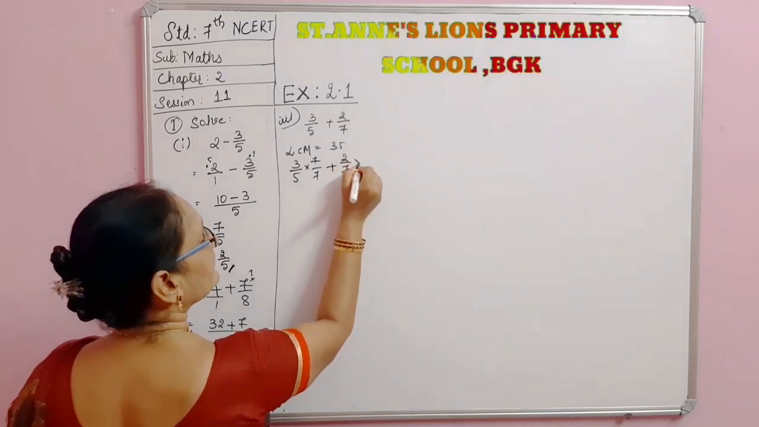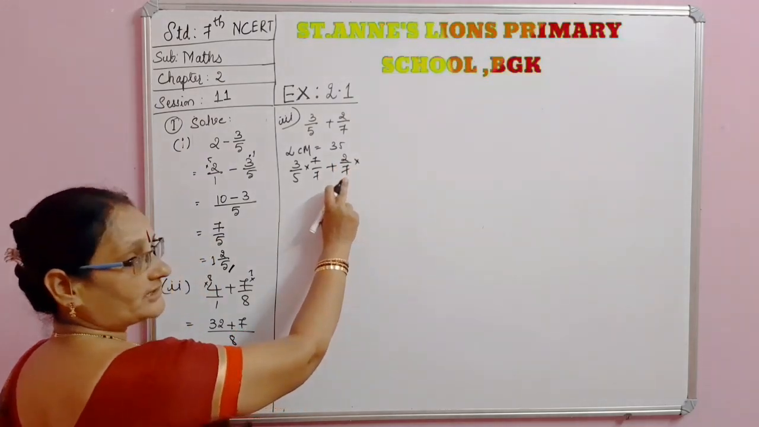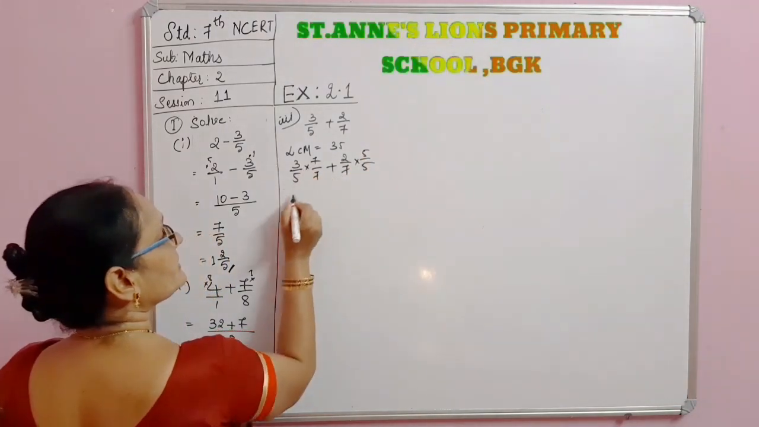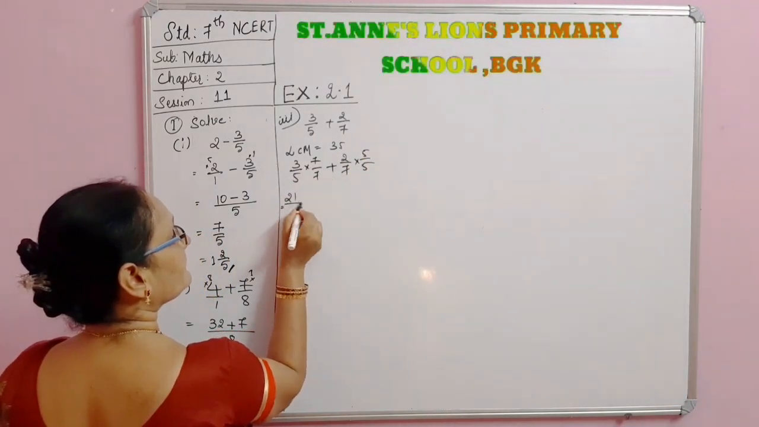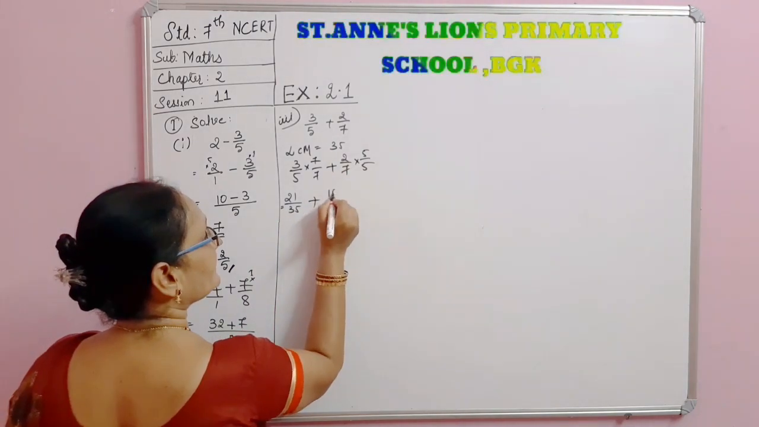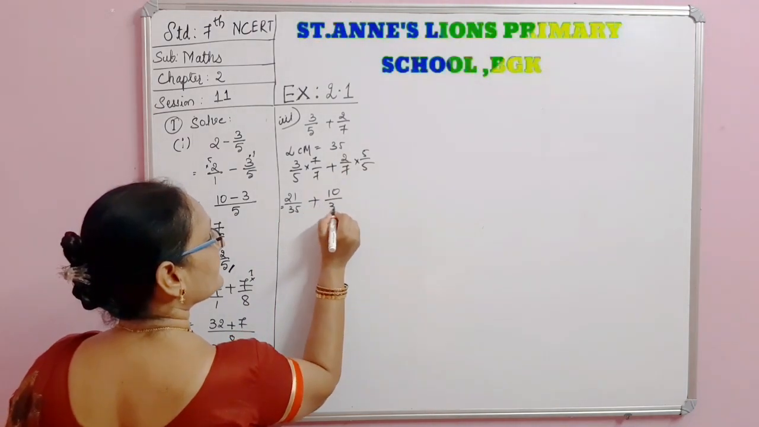2 by 7. Here 7 is there. I have to make it 35. With 5 I have to multiply. So 3 sevens are 21. 5 sevens are 35. Plus 2 fives are 10. Plus 7 fives are 35.